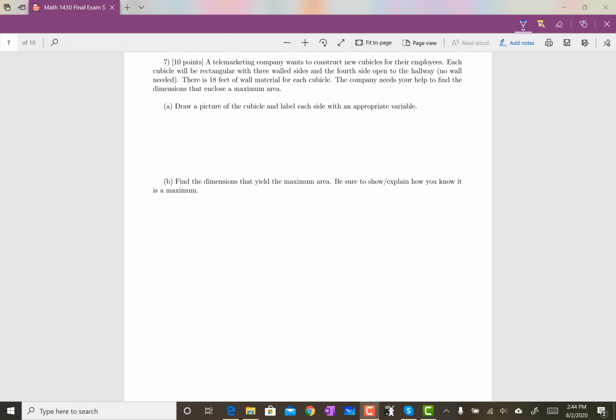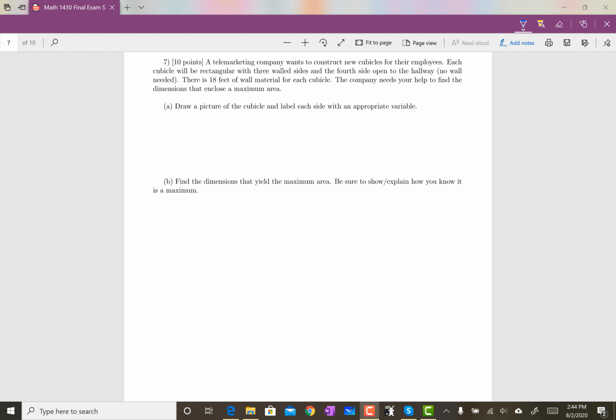We finally got to a very interesting problem. We have a word problem, and the word problems we've done several on the homework, most of them fell into the category of either optimization or related rates. So let's see what this is.